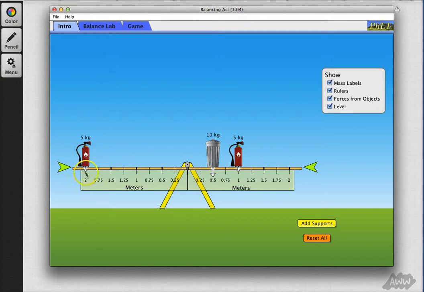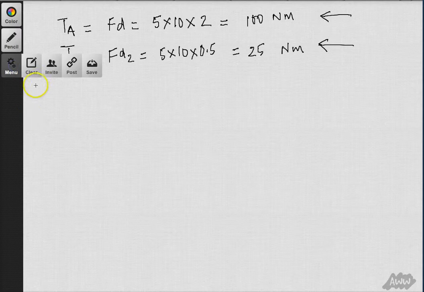We've got a 5 kilogram mass at 2 meters on the left hand side. On the right hand side, a 5 kilogram mass at 1 meter and a 10 kilogram mass at 0.5 meters. So let's verify the calculations.